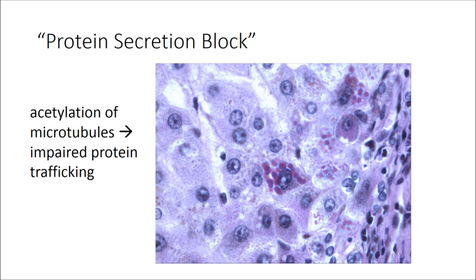What this represents, as it was described decades ago, is a so-called protein secretion block that may occur in the setting of alcoholic liver disease, but has now been seen in other chronic liver diseases as well. The way that I think about this is that perhaps this accumulation of non-mutated alpha-1 antitrypsin occurs through the same process leading to ballooning degeneration, i.e. acetylation of the microtubular network that is very important in terms of protein and endoplasmic reticulum protein trafficking. So that's how I have put together that finding.